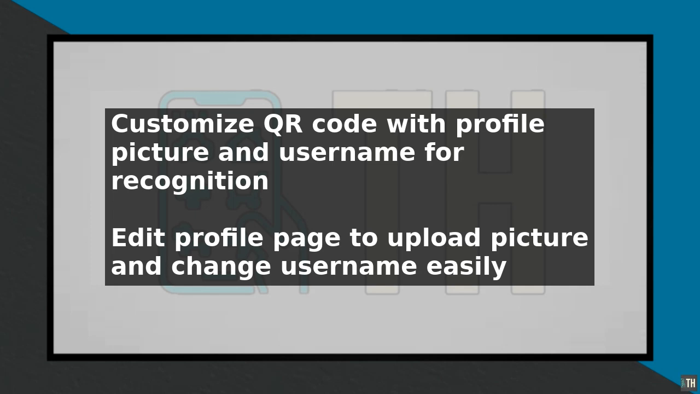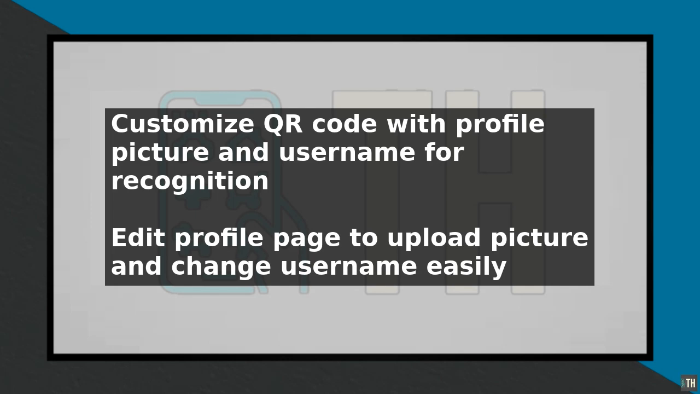It is also a good idea to customize your QR code by adding a profile picture and a username. This will make it more recognizable and easier for others to identify you. You can do this by going to your profile page and tapping on the edit icon. From there you can upload a profile picture and change your username.